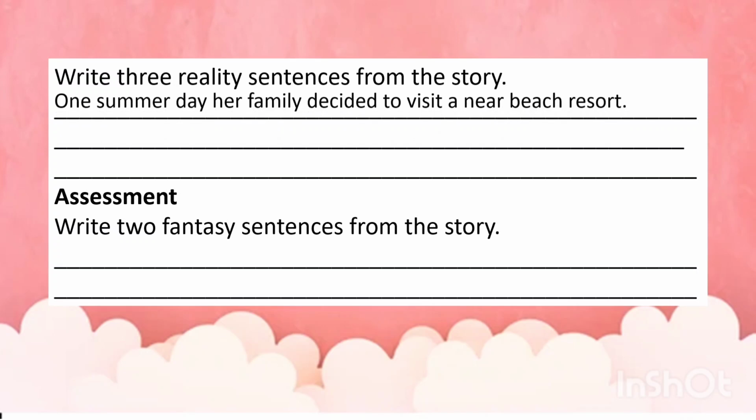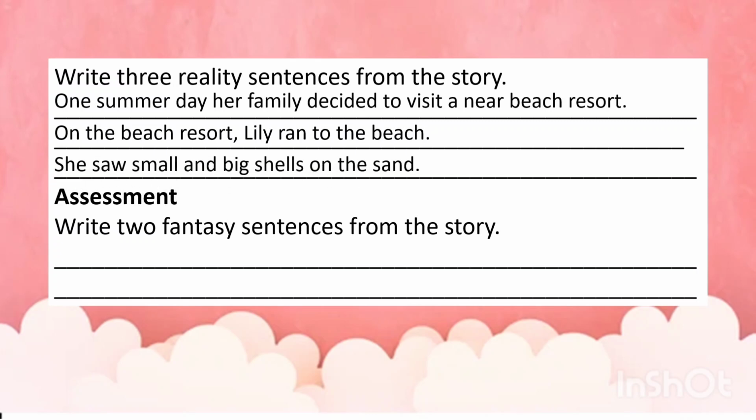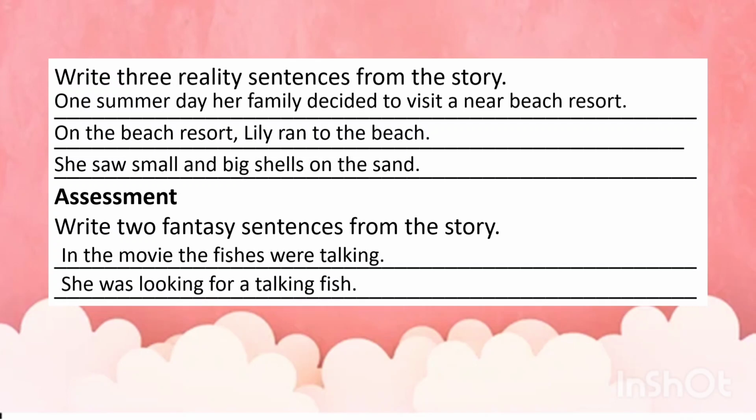Reality sentences. One summer day, her family decided to visit a near beach resort. On the beach resort, Lily ran to the beach. She saw small and big shells on the land. Fantasy sentences. In the movie, the fishes were talking. She was looking for a talking fish.